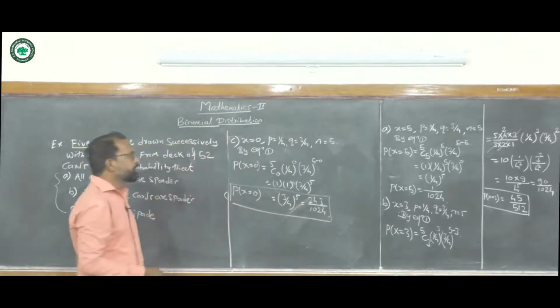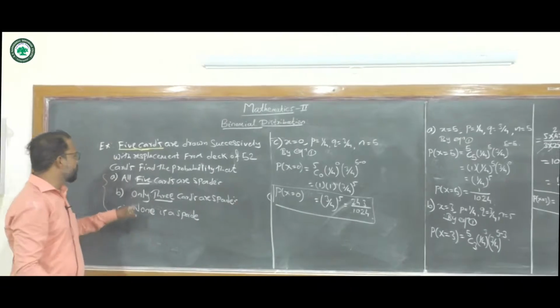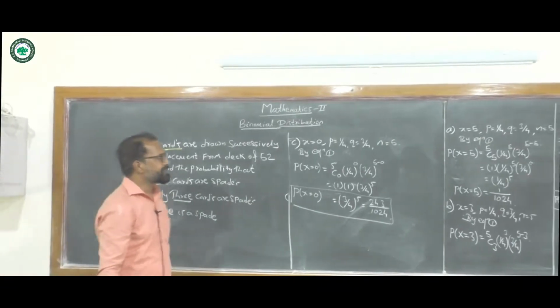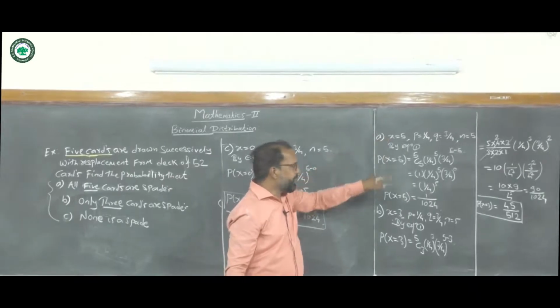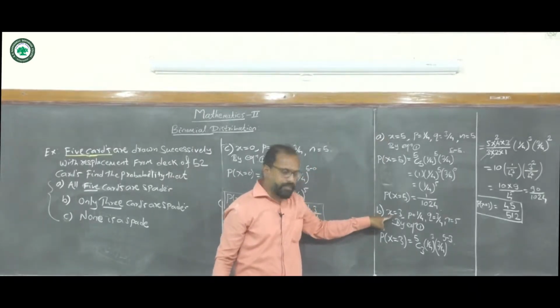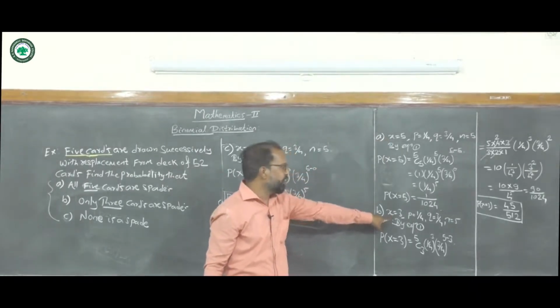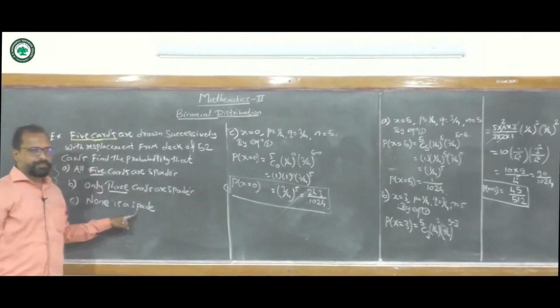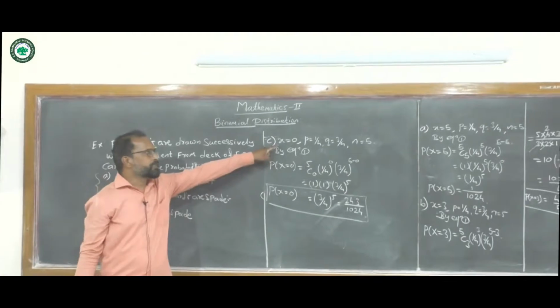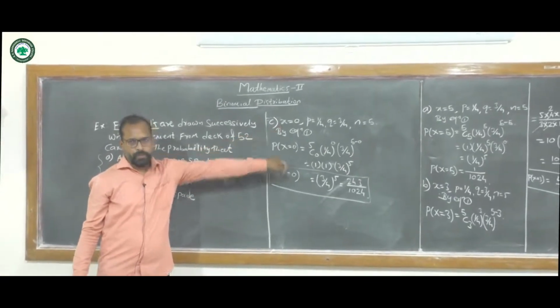So we found all the 3 cases. The first one is all 5 cards are selected, so we take x equals 5. In the second, 3 spade cards are selected, so here we take x equals 3. And lastly, in the third, no spade card is selected, so here we take x equals 0.